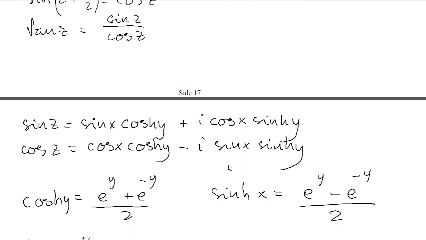Here is some formula which is very useful. Sine z can be described by sine and cosine of x, and cosine hyperbolicus and sine hyperbolicus of y in this way. We are not going to use this so much.